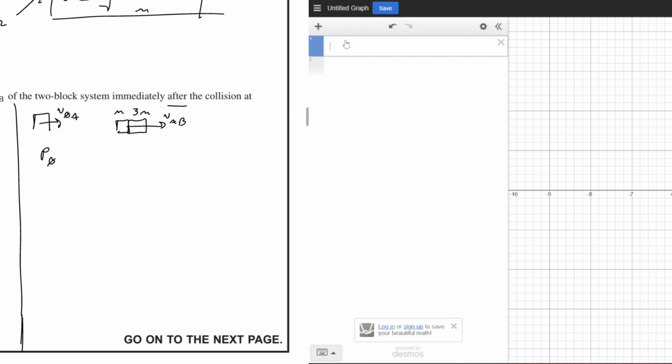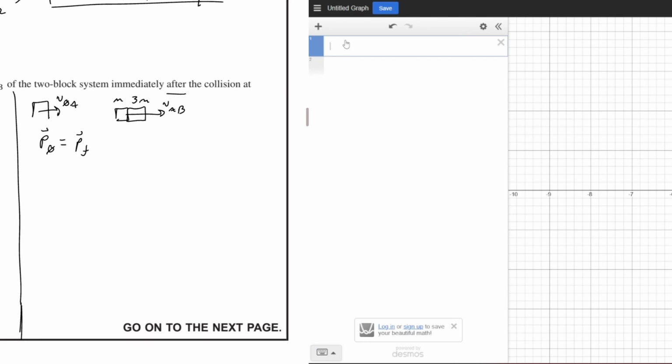So let's think. Momentum initial has to equal momentum final. Now, I know that it said block 3m was at rest before the collision. I'll just visualize that as well. So here's 3m, and its velocity was 0. It's not moving, right? So it has no momentum. So the only initial momentum I need to consider is m v naught a. So now m v naught a has to equal the momentum at the end. Well, if the blocks are moving together as a system, then I have to add their masses, because they're moving at the same velocity, vab.